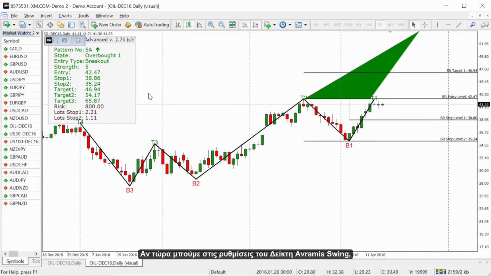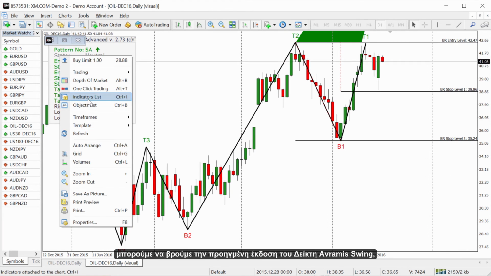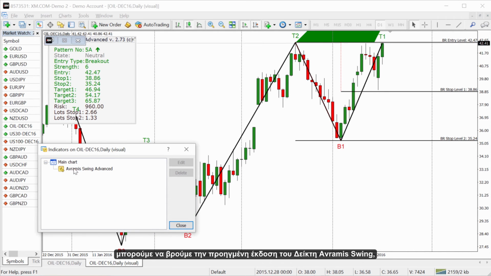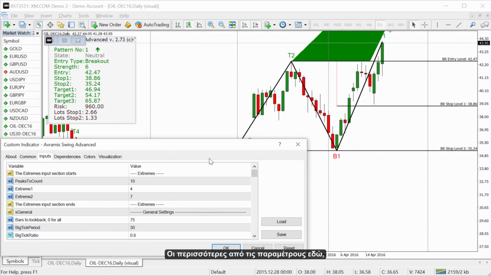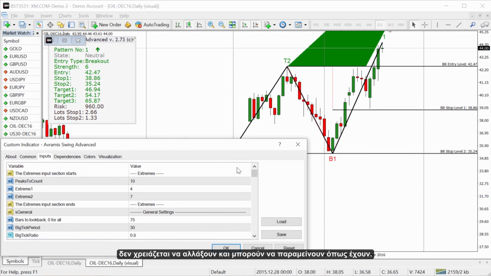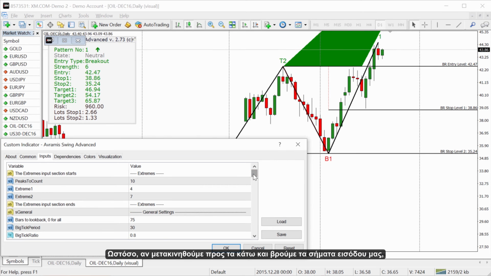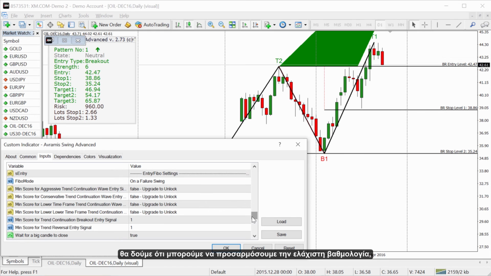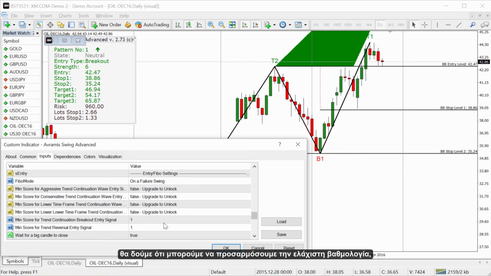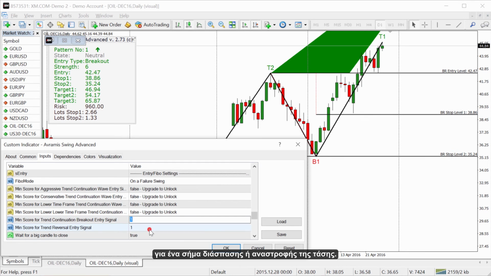Now if we go into the indicator settings of the Avramis Swing and right click on the chart and go to indicator list, here we will find the Avramis Swing advanced version where we can change the parameters. Most of the parameters here do not need to be changed and can remain as they are. However, if we scroll down to the bottom and we come here towards our entry signals, we can see that we can customize the minimum score for a breakout or a trend reversal signal.